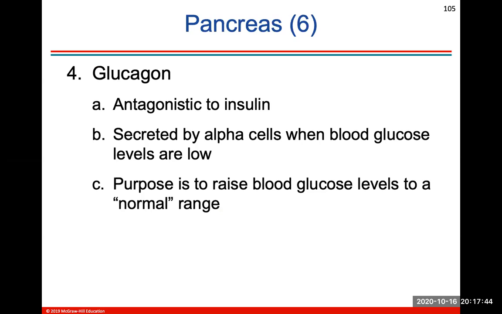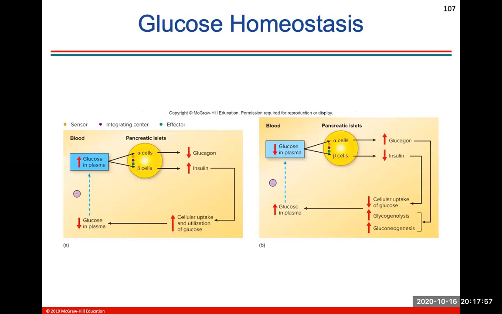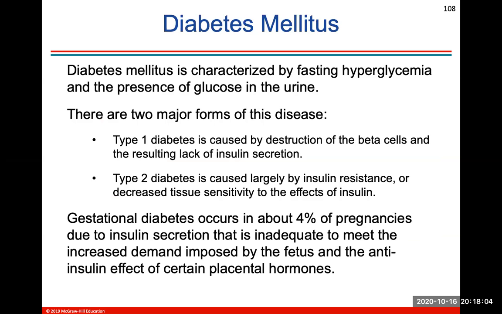Glucagon is antagonistic to insulin, so it'll be secreted by your alpha cells when blood glucose levels are low. So the purpose of glucagon is to raise blood glucose levels to the normal range. You don't need to know the action. I just want you to know how glucagon and insulin have antagonistic effects.